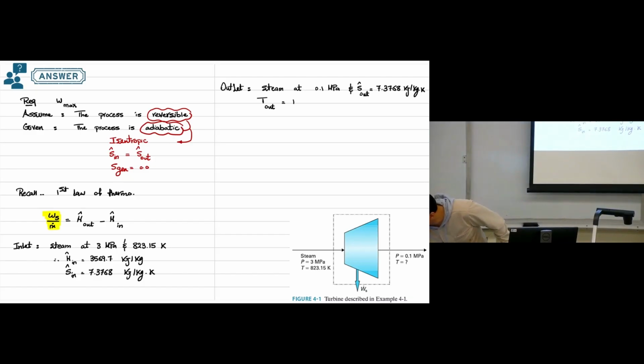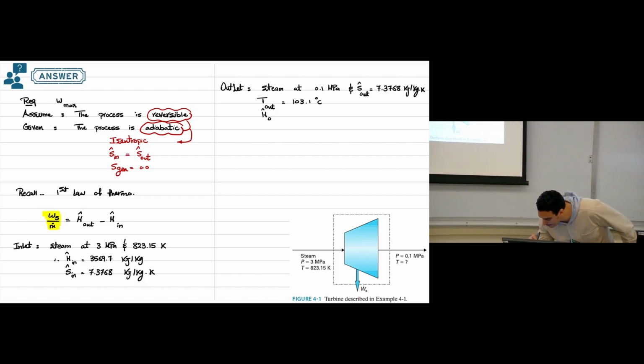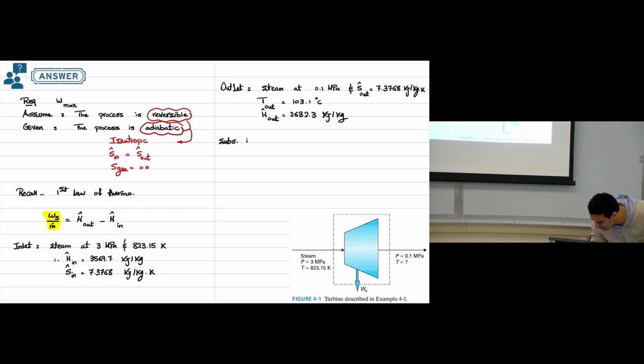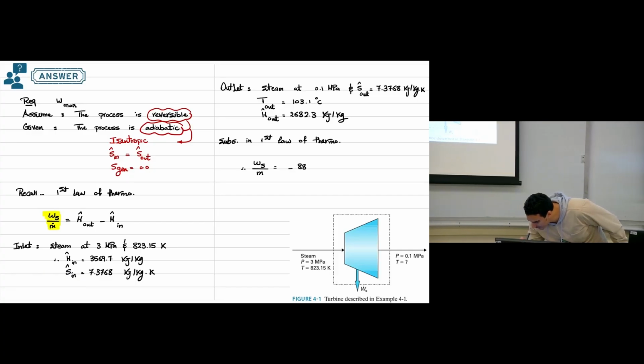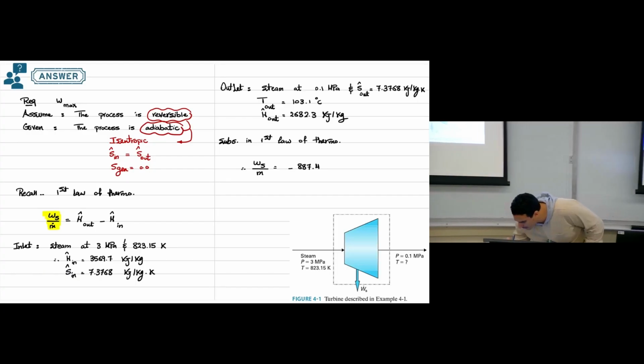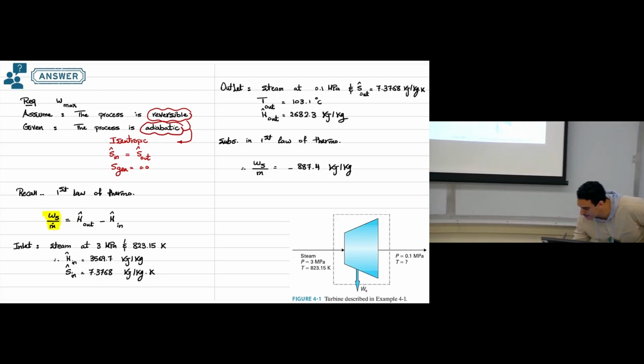This one will be 103.1 degrees Celsius. See, the temperature changes only because you assume the process is reversible. And the outlet enthalpy will be 2682.3 kilojoule per kilogram. Now we can substitute into the first law of thermodynamics, and we can find that the maximum shaft work we can obtain from this process will be negative 887.4 kilojoule per kilogram, and this is the requirement.